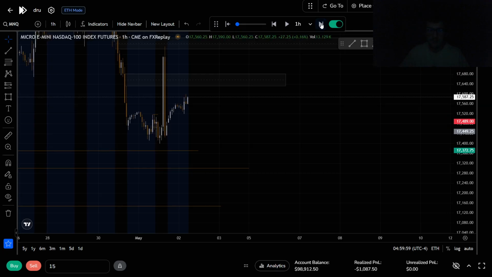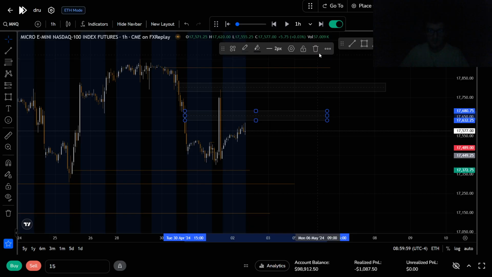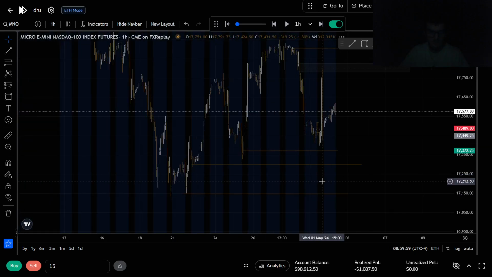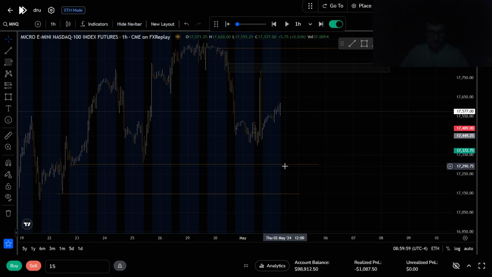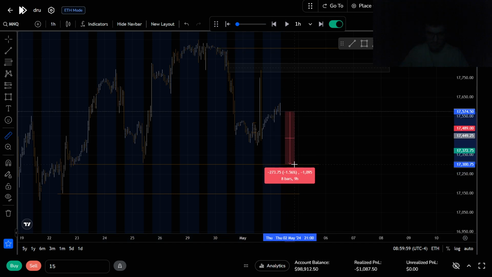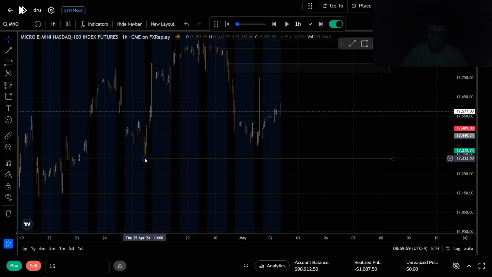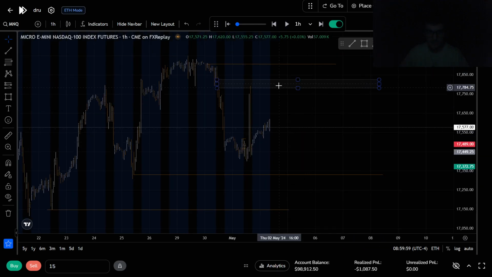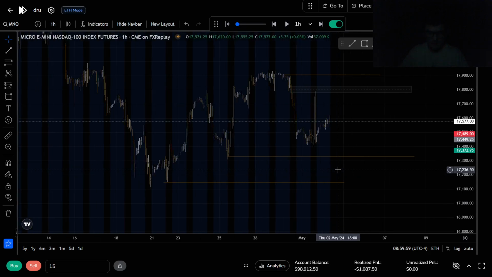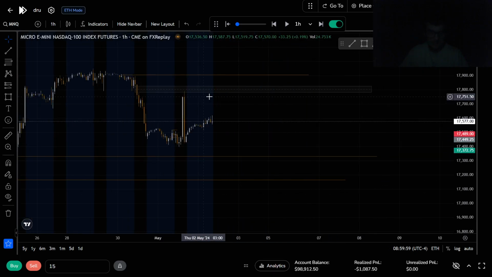So 1, 2, 3. So it's now 8 o'clock. My draw is going to be the same thing from yesterday. Again, I'm looking at 3 wicks, low, median, high. So I'm looking at that. Also, we never reached equilibrium on this fair value gap on the 1 hour. But overall, we are still bearish until we close above this type of range.